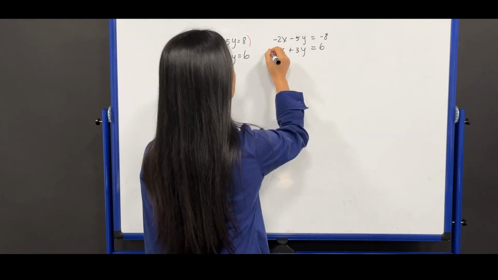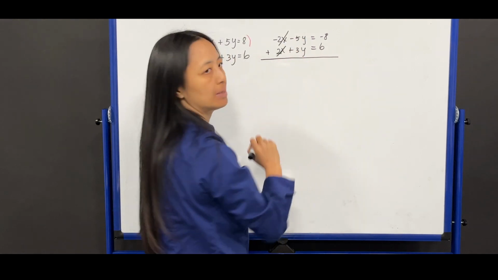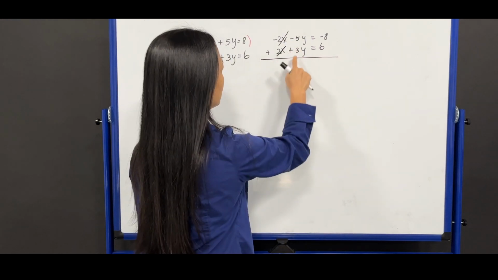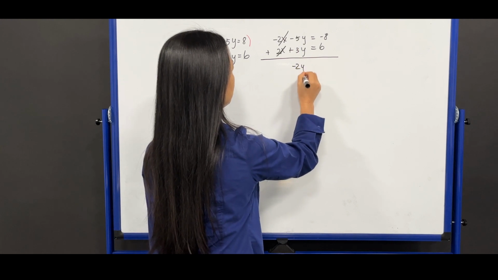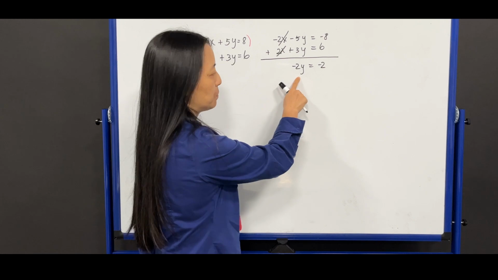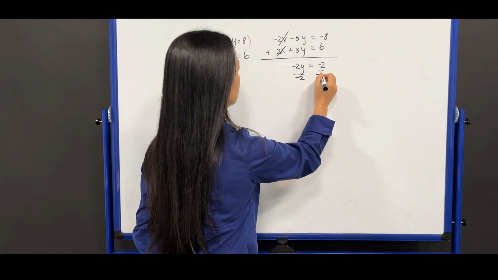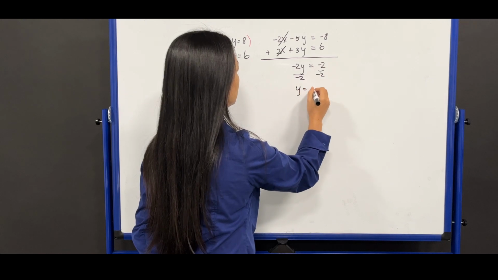Now we're going to add the two equations together. These two terms cancel out. And we get negative 2y is equal to negative 2. With one variable, we can solve for that easily. Divide by negative 2 on both sides. And we get y is equal to 1.